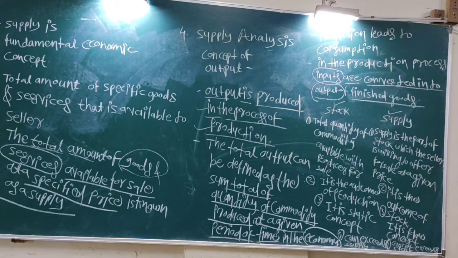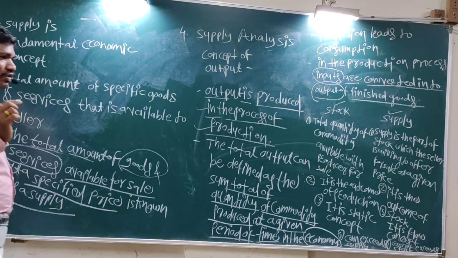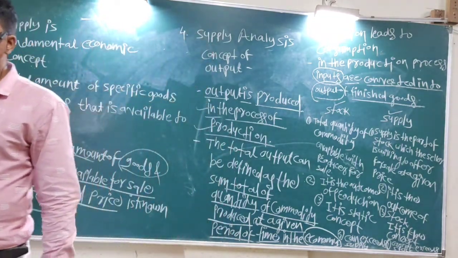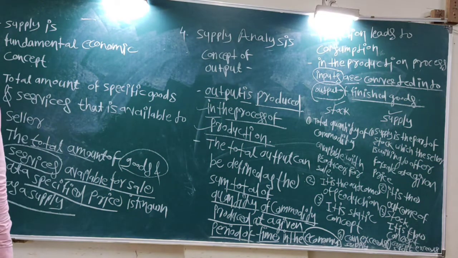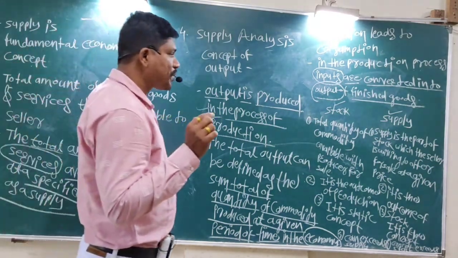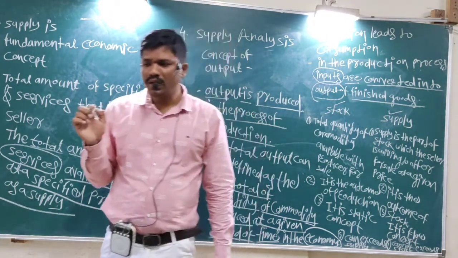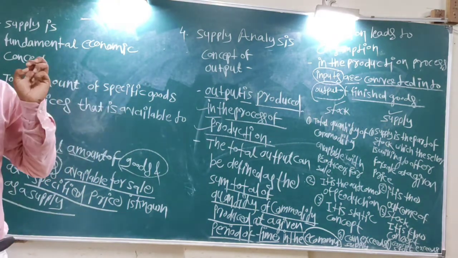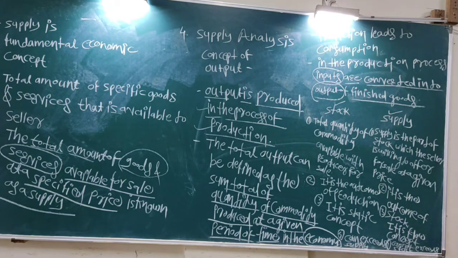If we assume that all the students of 12th Commerce have their own production unit, and if you increase your production, your stock can be increased. Without stock, supply is not possible.